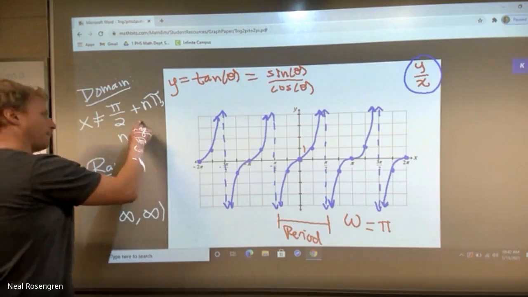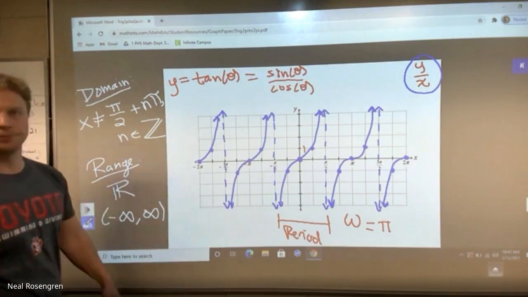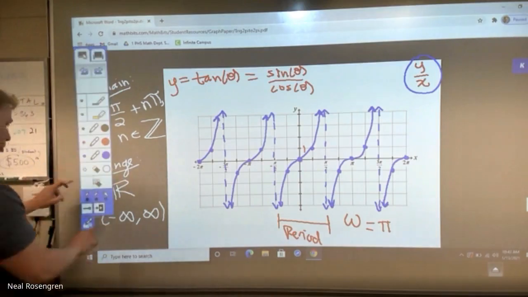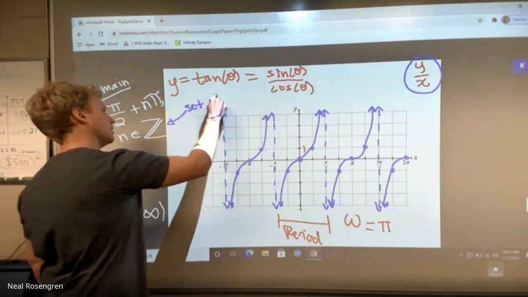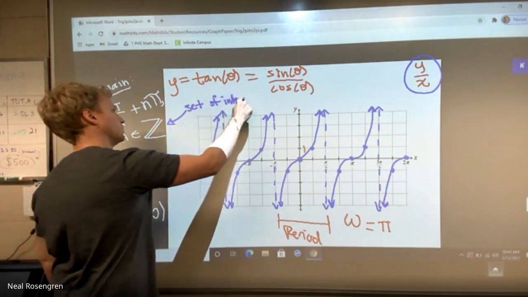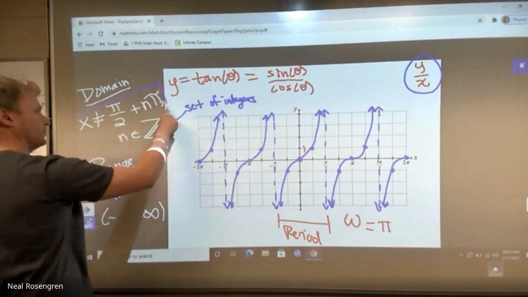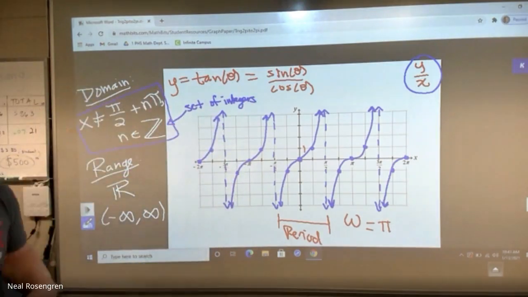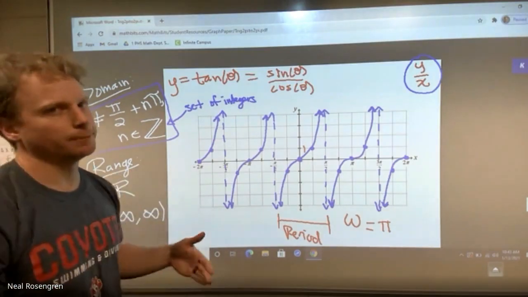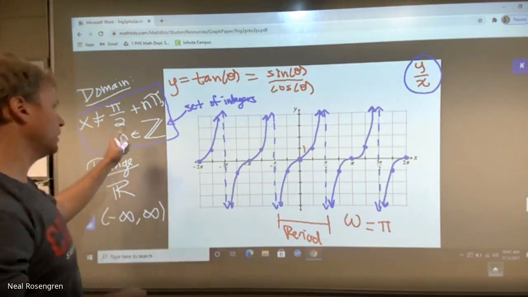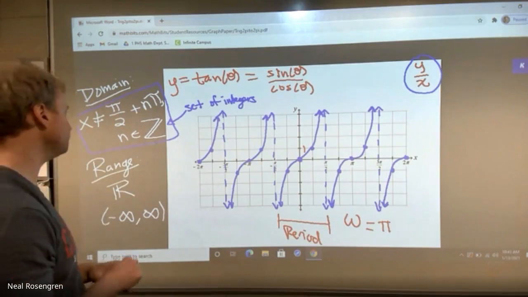It's actually a capital Z with 2 lines. If you want, maybe you put a little note for yourself that that right there is the set of integers. There you go, okay? This is your domain. X cannot be equal to pi over 2 plus n pi, where n is in the integers, any integer you want. Cool, I'm good right there.